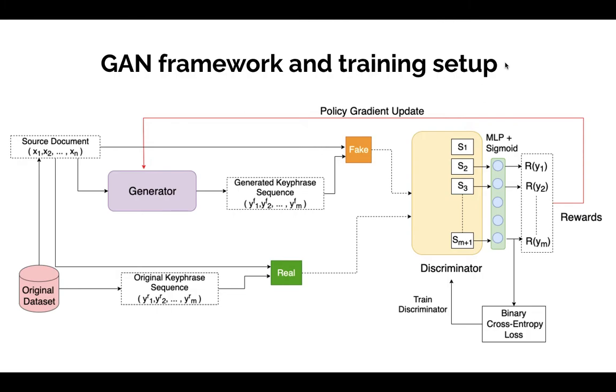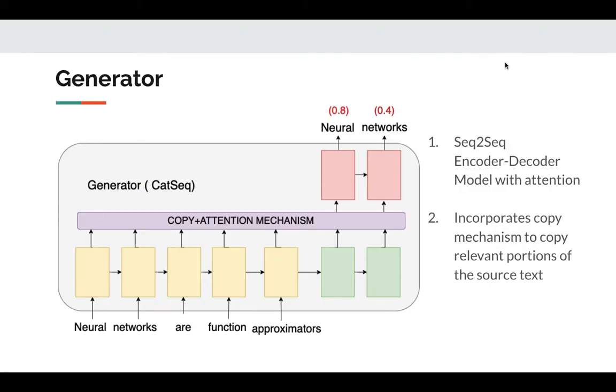During GAN training, we extract rewards of all generated key phrases from the discriminator and update the weights of the generator using policy gradients. We continue this process back and forth. The generator is a normal sequence-to-sequence encoder-decoder model with attention and copy mechanism to capture relevant portions of the source text. We use a generator model based on CatSeqD, a version of CopyRNN that ensures that a variable number of key phrases are generated.